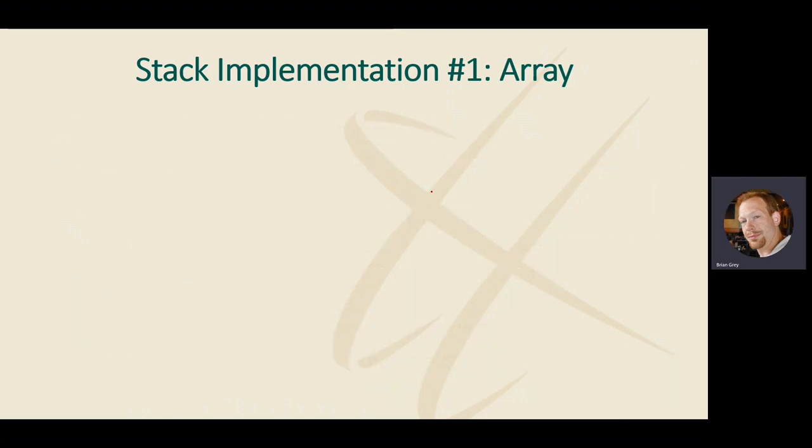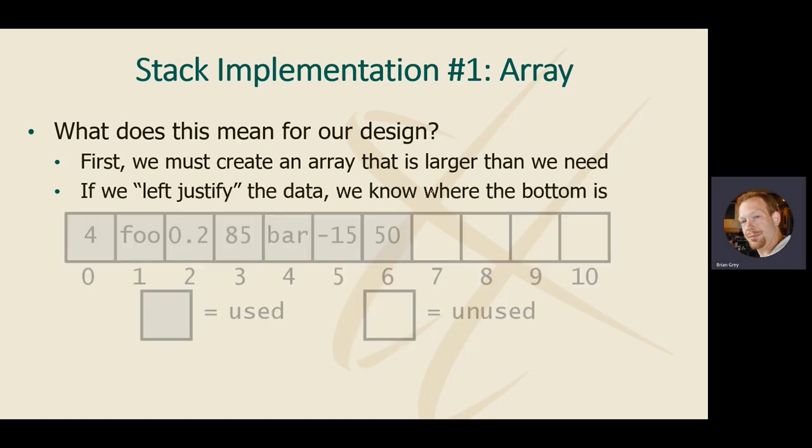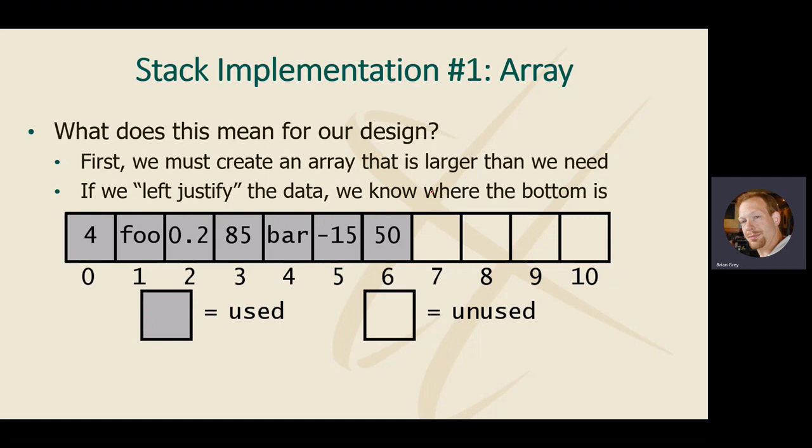Okay, what does this mean for our design? Step one, we're using an array. So anytime you're using an array, you have to create an array that is larger than the space that we need, at least in the beginning. Ideally, what you want to do is make the array as large as you will ever need, but that might not be doable. If you know how many elements are going to be in this thing maximum, you're good. If not, just make it an appropriately large initial size, and then we'll deal with resizes as we go. And then what we can do is left justify our data and define index 0 as the bottom.